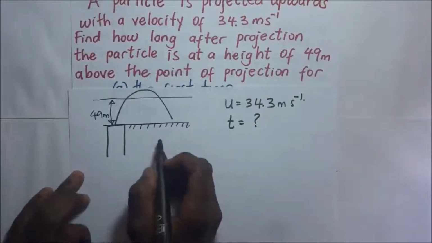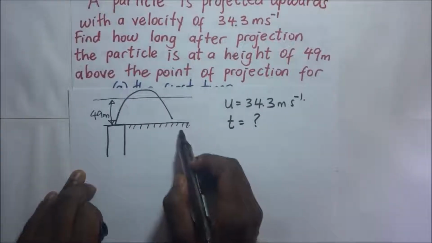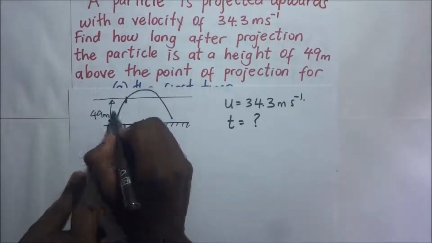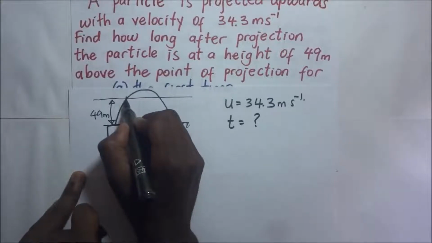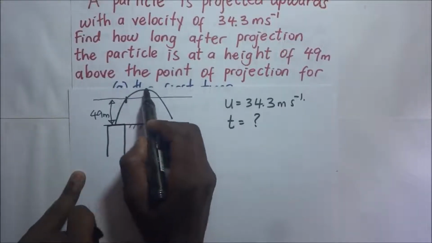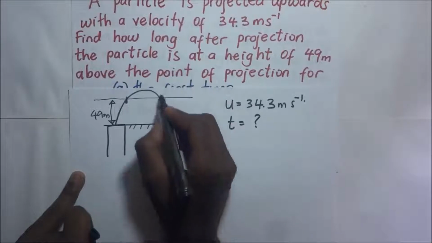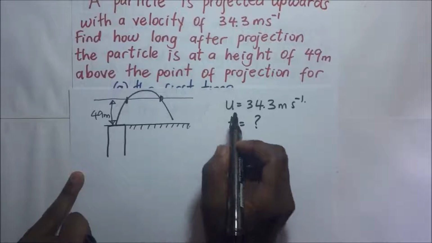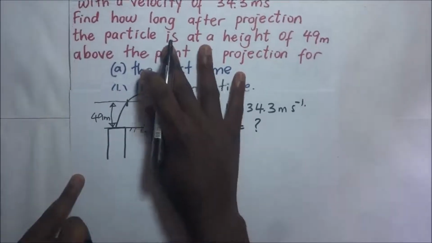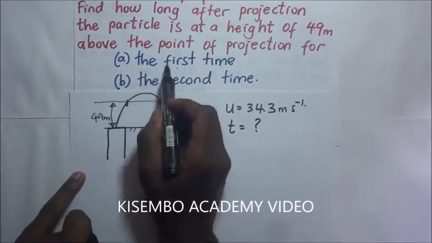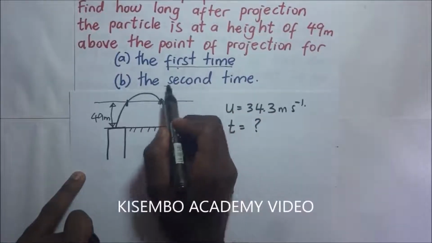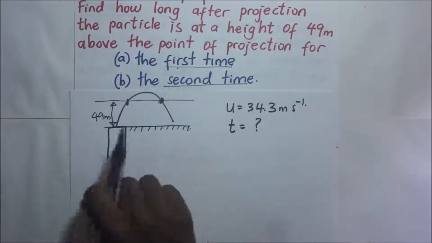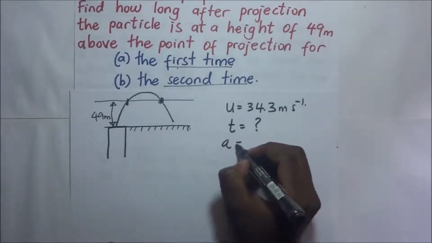So after how long? It means that as this particle goes up and comes down, as it's moving up, it will be 49 meters above the point of projection for the first time. Then it will reach maximum height and probably come back. As it's coming back down, again it will be 49 meters above the point of projection the second time. So the question is asking us to find the time when it is there the first time and when it is there the second time. As simple as that.